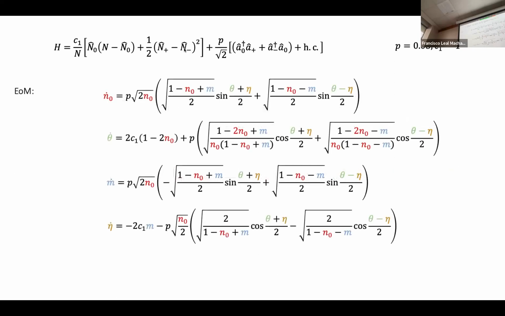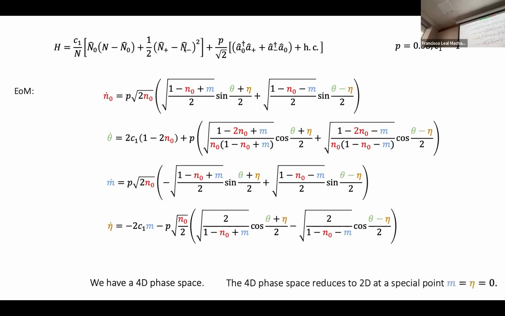Okay, so we can calculate the mean field energy per atom based on this coherent state. And importantly, we can write down a Lagrangian and then solve the Lagrange equations to get the equations of motion. So what we see here, we have 4 equations and 4 unknowns. So we have a 4D phase space. One note, however, is that this 4D phase space reduces to 2D at a special point when m and eta are equal to 0.